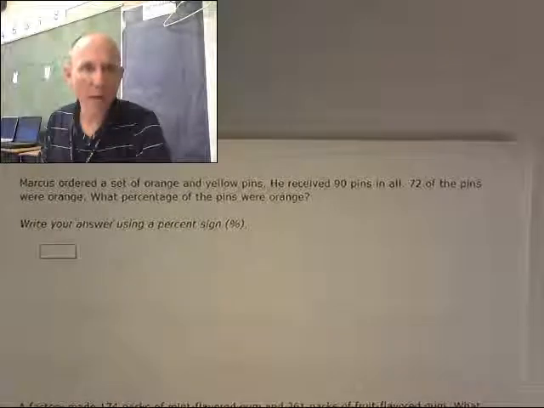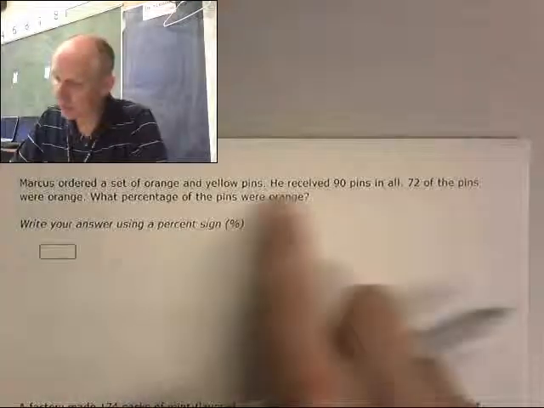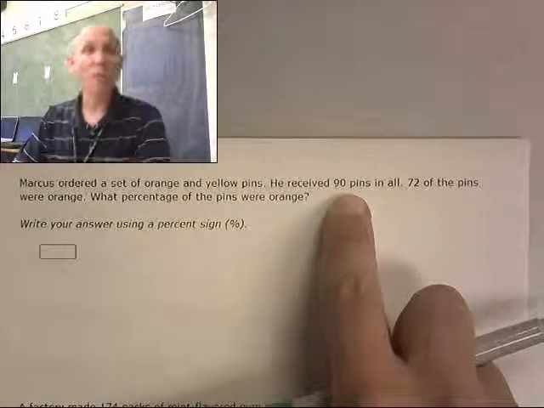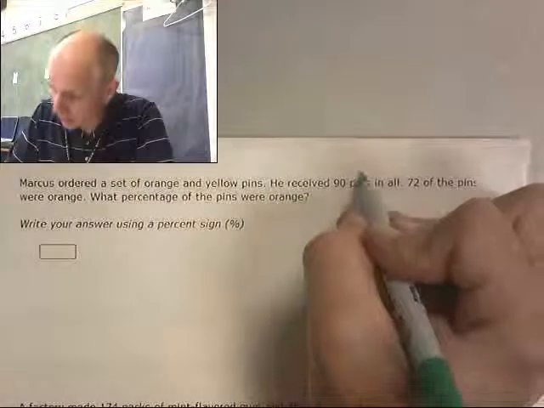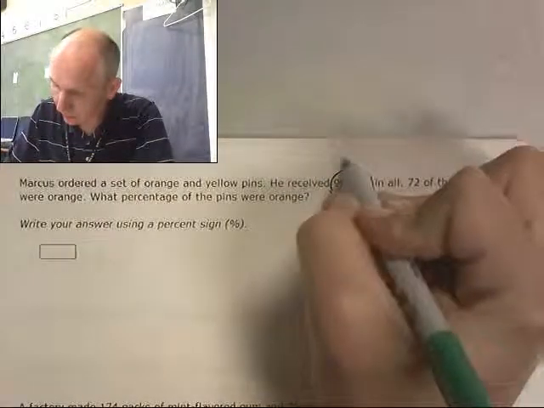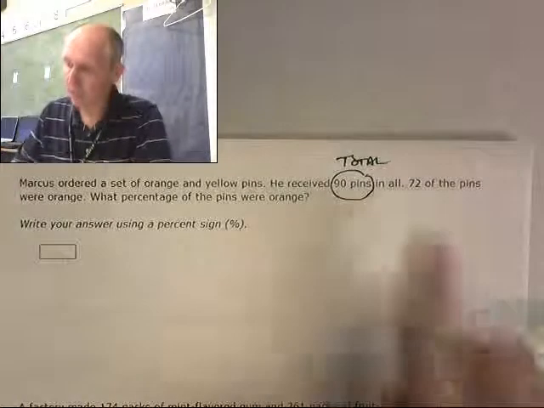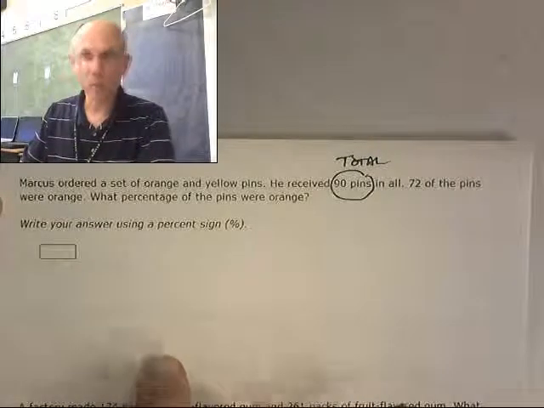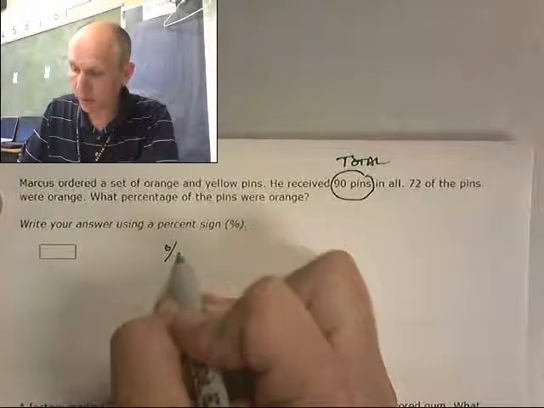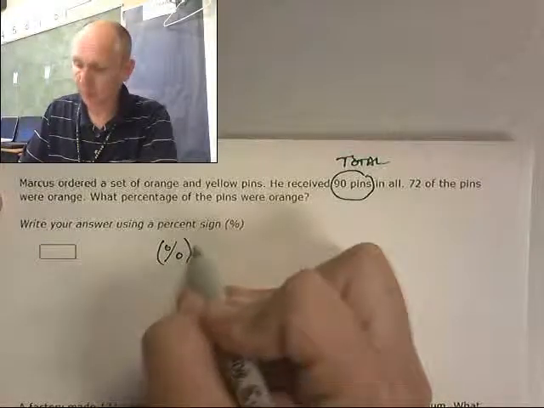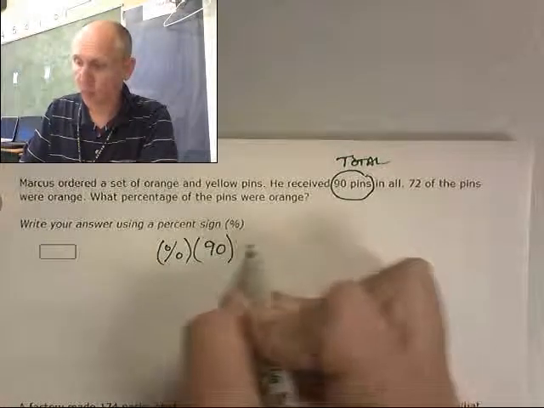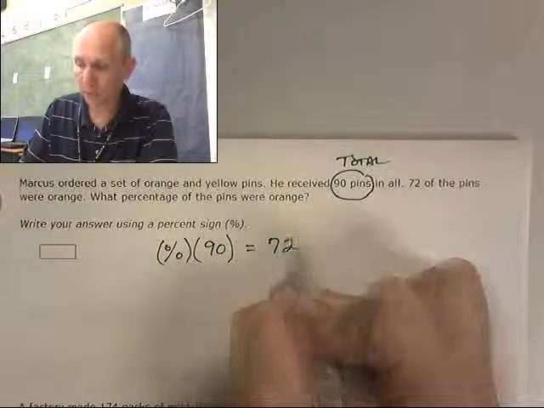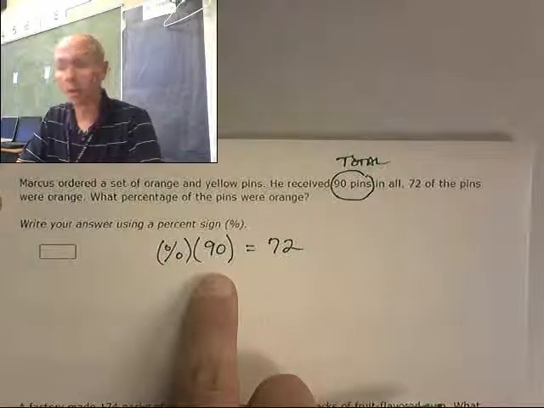Do another one. Oh wow, I have a lot of these. Marcus ordered a set of orange and yellow pins. He received 90 pins in all. So what's my total? My total is 90. 72 of the pins were orange. What percent of the pins were orange? Ready? Percent of the total equals 72.